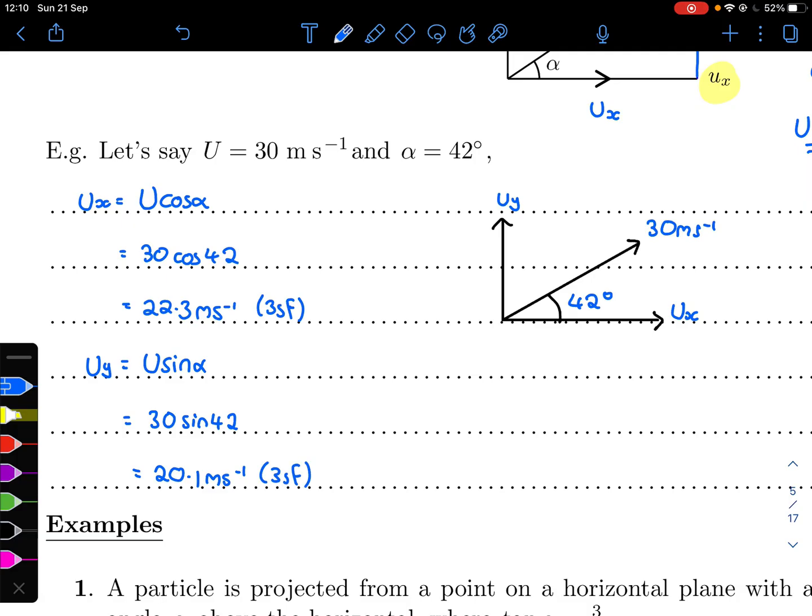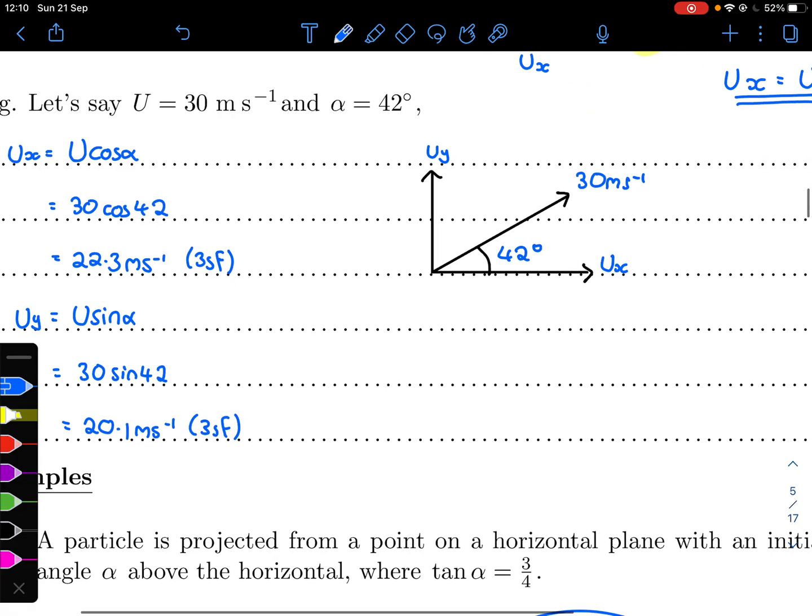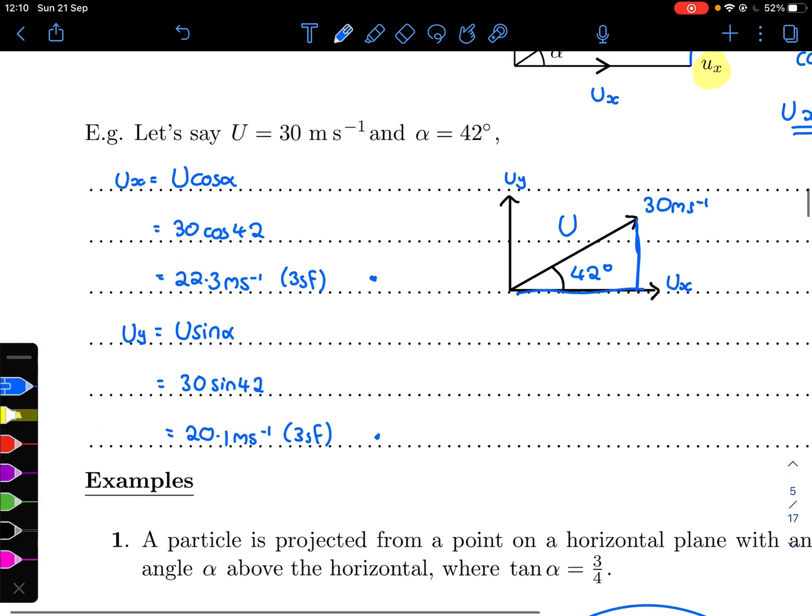And this works because of Pythagoras. If we now use these two sides of our triangle, the vertical and the horizontal, to work backwards to find the hypotenuse, we would square these two values, add them together, square root, and we would get a value of 30. Okay, so that's how we split our initial angular velocity into its vertical and horizontal components.